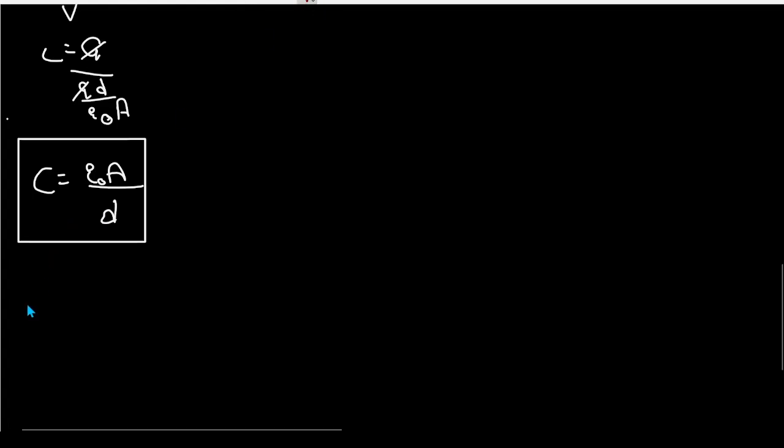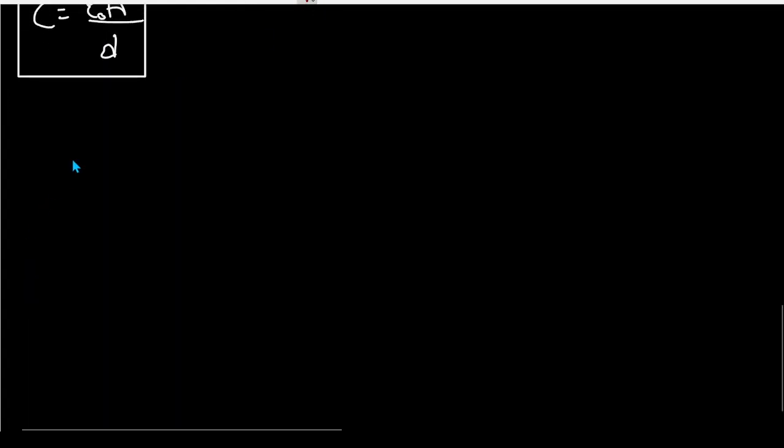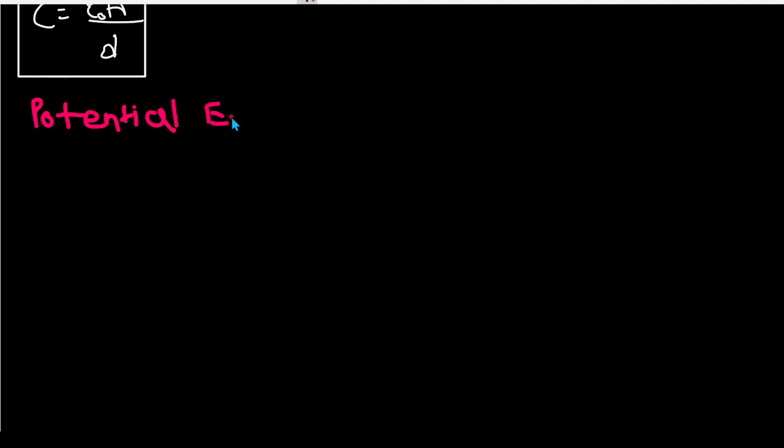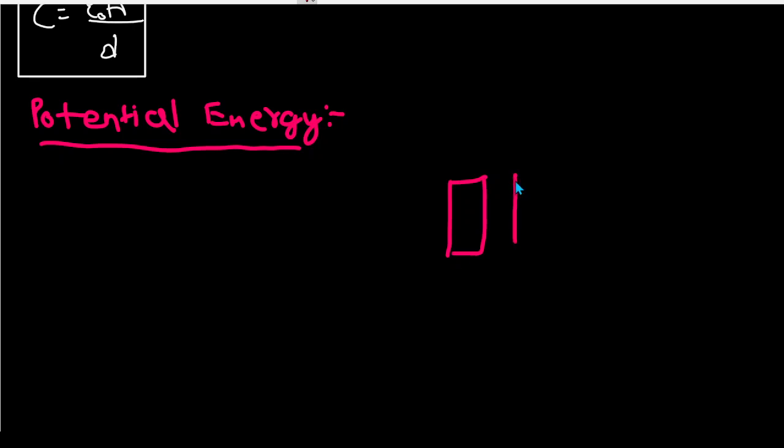Now we are going to derive the potential energy, which is one of the most important things: how much energy is stored in our parallel plate capacitor. So let's suppose that there are two parallel plates here. My diagram is not that good, but no problem. There are two parallel plates.